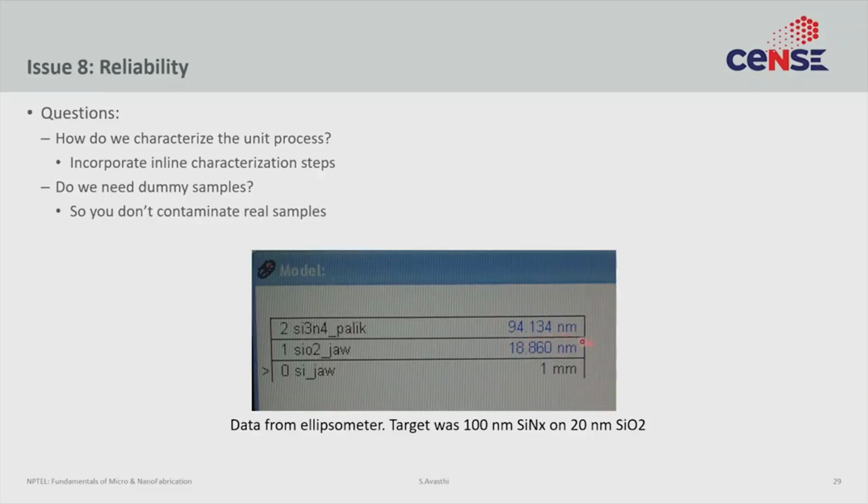So what you actually see is we were trying to deposit silicon nitride on silicon dioxide. The target was that we deposit 100 nanometers, but what we were actually getting was only 94. Now that might be okay, that may not be okay. It depends upon the tolerance of your process. But it's very important to do these sort of measurements while you are doing the fabrication, so that you don't get a surprise at the end.